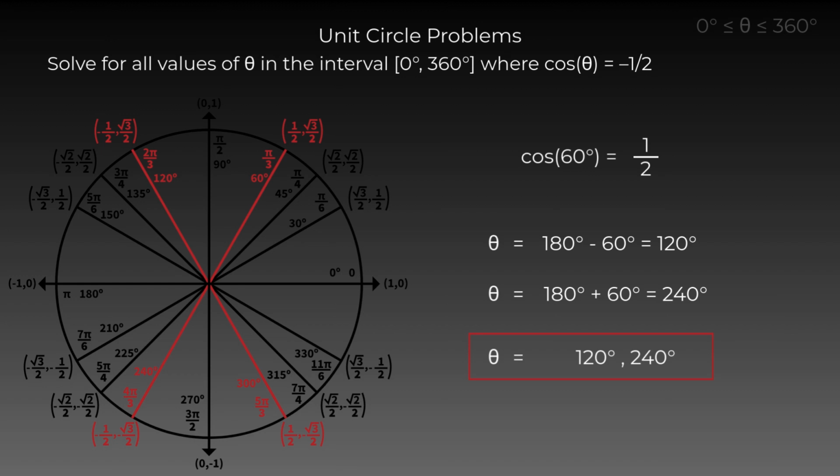Final answer. Theta equals 120 degrees and 240 degrees. So while we could have just checked the unit circle, now we fully understand why these are the correct answers.